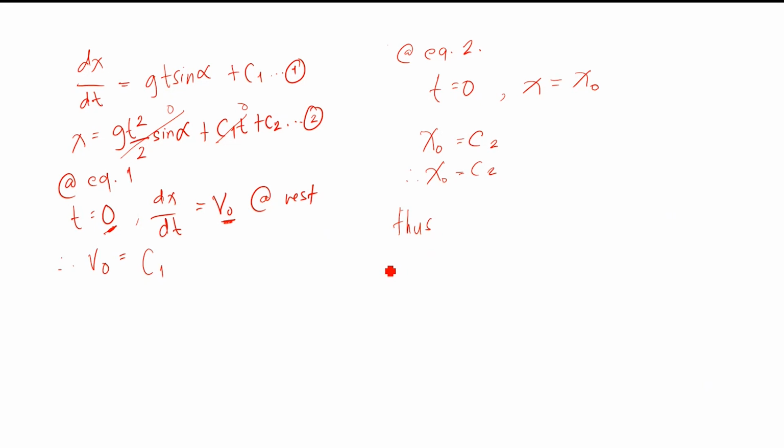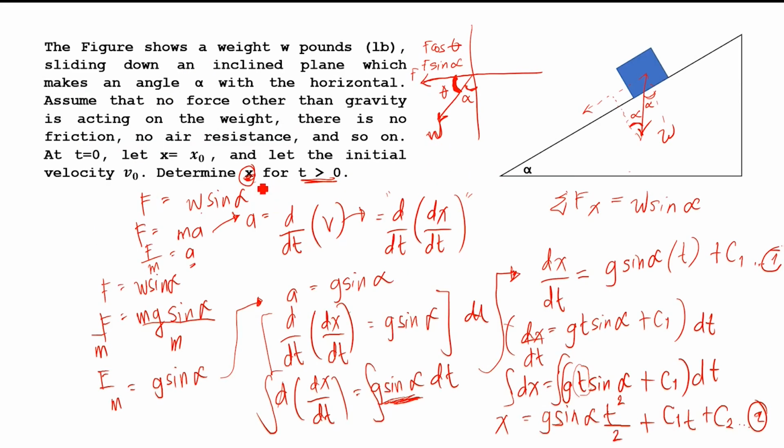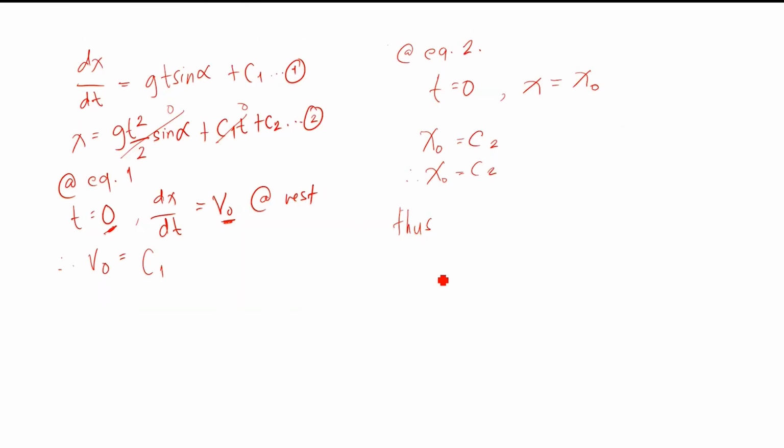Thus, we have this equation of displacement, determining x for any time greater than 0. This is x equals g t squared over 2 sin alpha plus the initial velocity times time plus the initial displacement. And saan natin nakita to? Saan natin nakita tong equation na to?